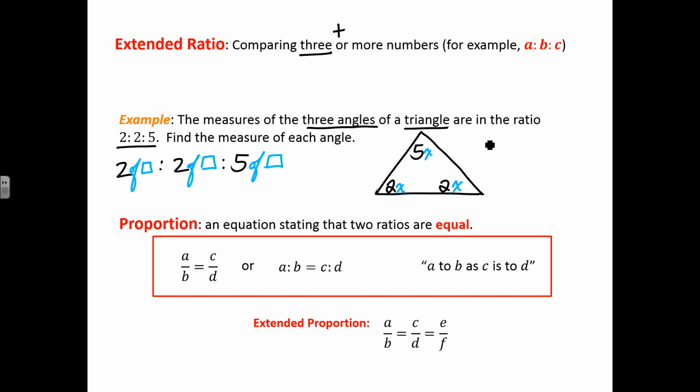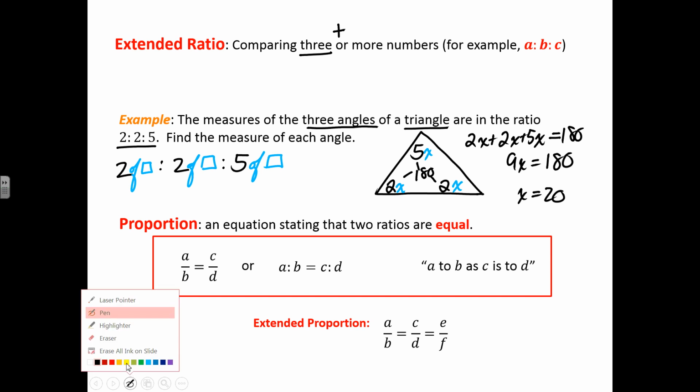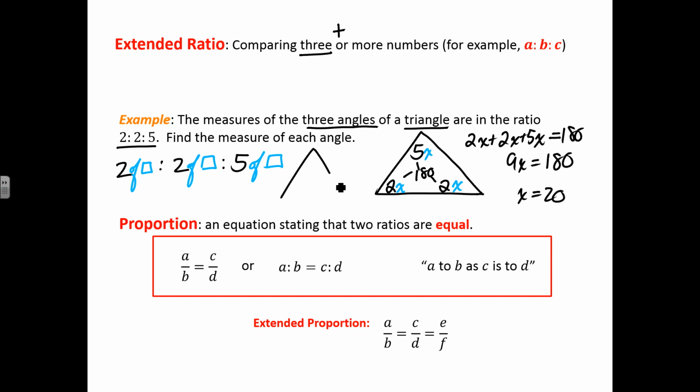You translate this into a formula. So we have 2x plus 2x plus 5x. And because we know it's a triangle, now it's up to 180. Super important, you don't just start by finding that unknown, you're going to plug it in. Therefore, in this case, of course, my triangle 2 times 20 is a 40. 40, 40, 100 degrees are the actual measures.